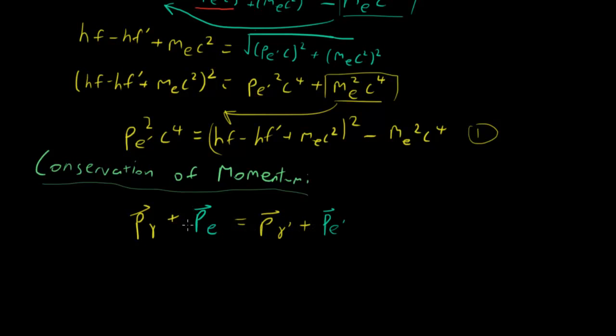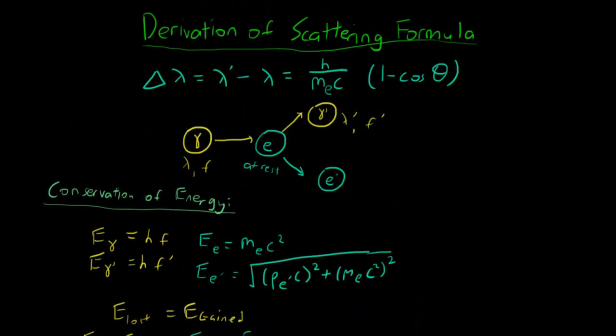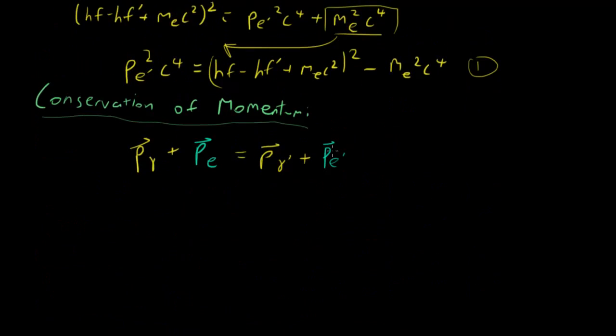Since the electron before, as I've said in the diagram, is at rest, the momentum before is 0, so we can take this out of the equation. And let's solve for the momentum of the electron after. So let's shift things around, and what do we get? We get that the momentum of the electron after is equal to this. Just simple rearrangement.